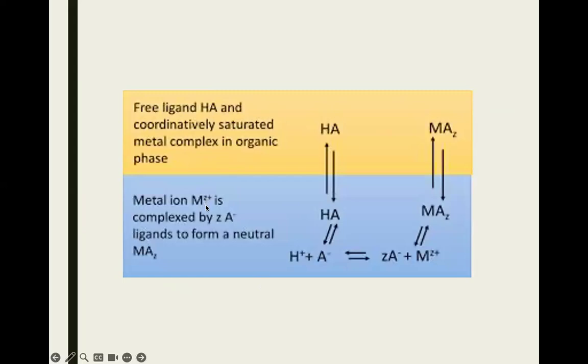So we have metal ion complexed by anion, to form a neutral metal anion complex. So you have to find a bulky anion to convert the metal ion into a neutral complex. Once it is a neutral complex, then it can be transferred into the organic solvent, because that's the rule, like dissolves like, because organic cannot dissolve ions.